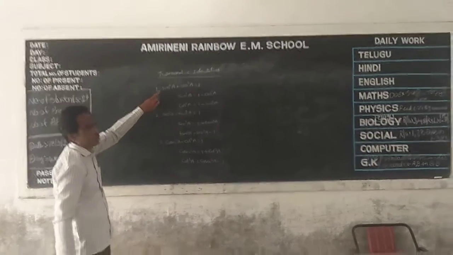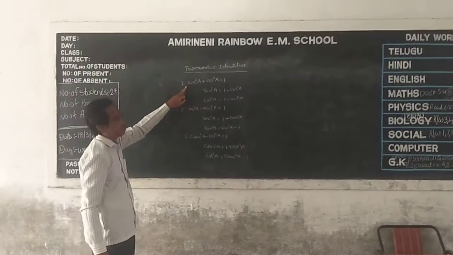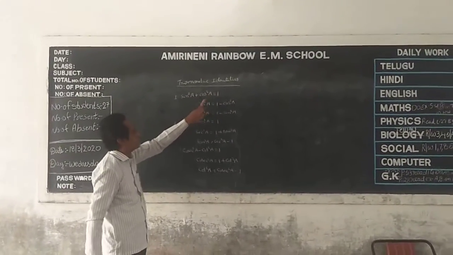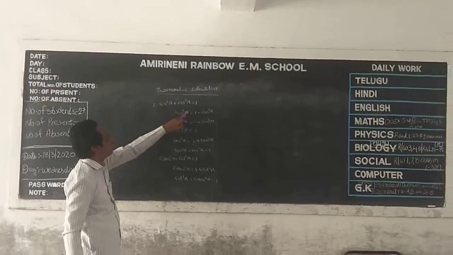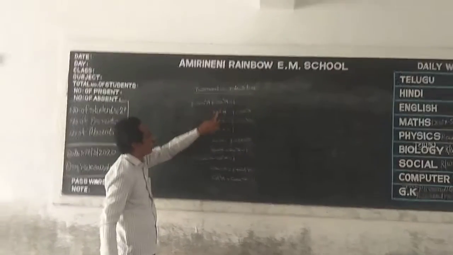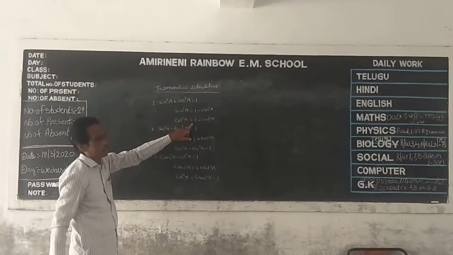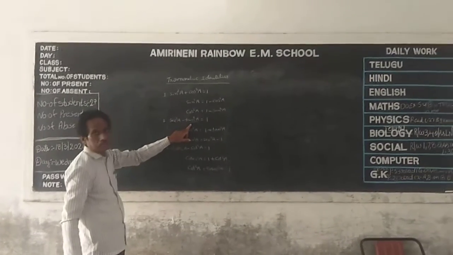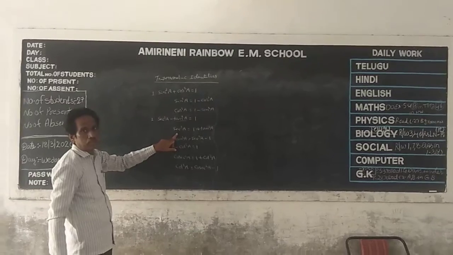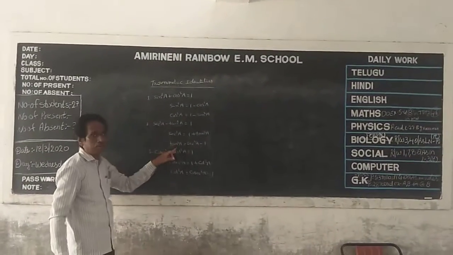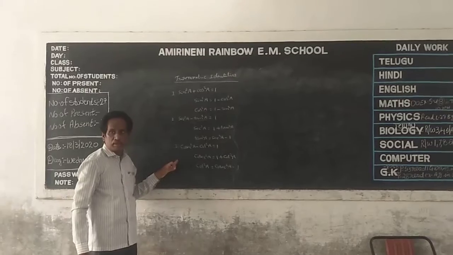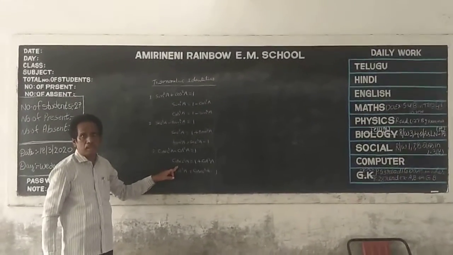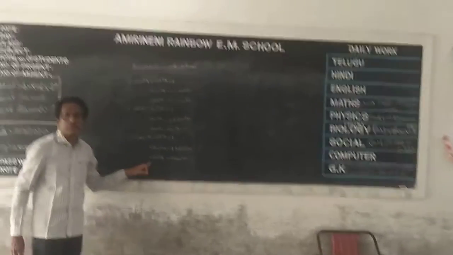These three are called the trigonometric identities. First one, sin square A plus cos square A is equal to 1. Sin square A is equal to 1 minus cos square A. Cos square A is equal to 1 minus sin square A. Second one, sec square A minus tan square A is equal to 1. Sec square A is equal to 1 plus tan square A. Tan square A is equal to sec square A minus 1. Third one, cosec square A minus cot square A is equal to 1. Cosec square A is equal to 1 plus cot square A. Cot square A is equal to cosec square A minus 1.